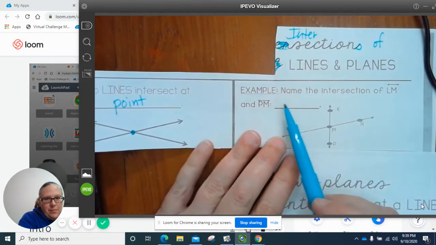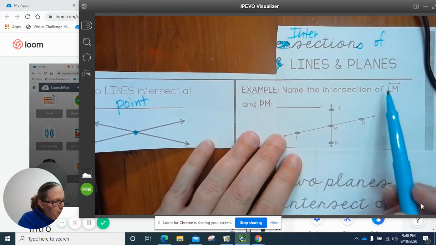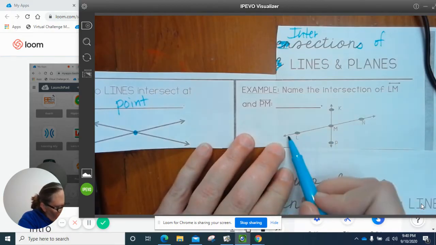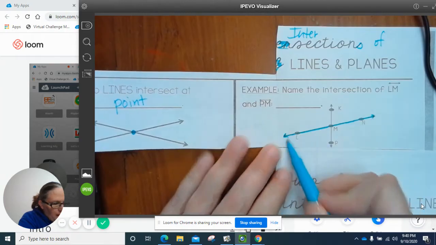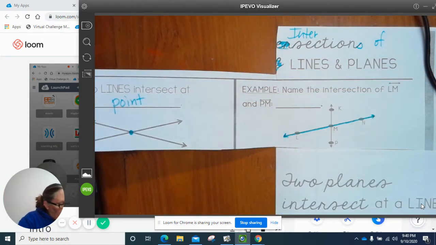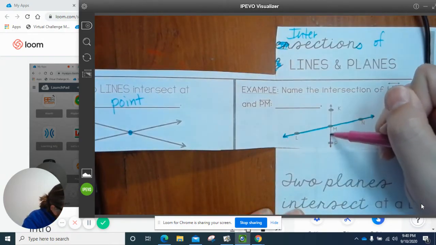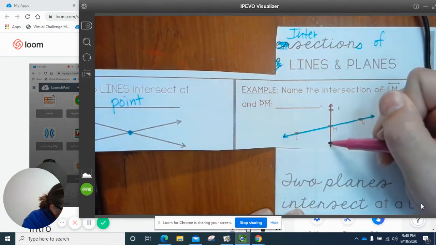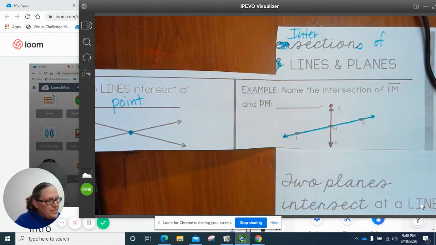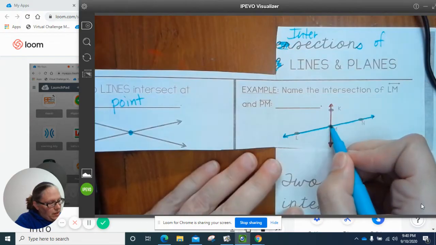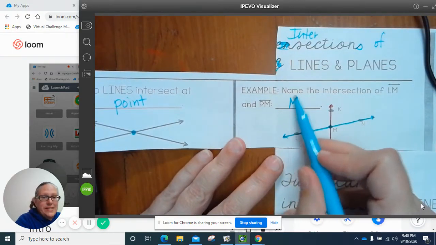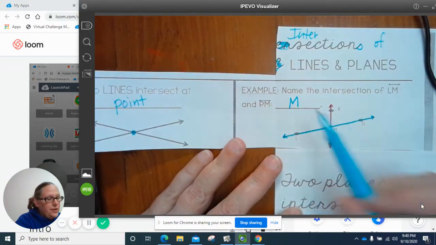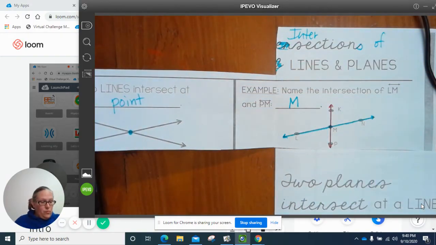So for example, name the intersection of line LM. Here's line LM going this way, and PM, which goes, there's P, there's M, so that's that line. Where do those two intersect? They intersect right here at M. And remember, when we name a point, it's a single letter all by itself. Okay, so you don't ever want to have any more than one letter there.